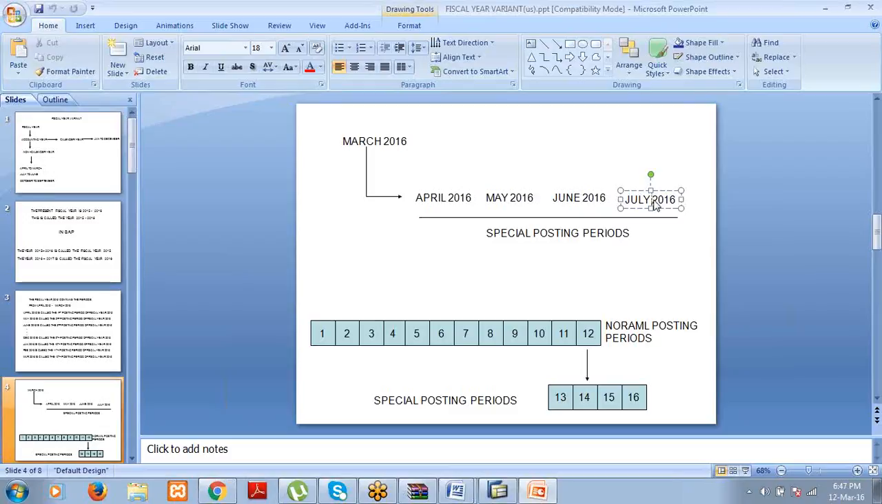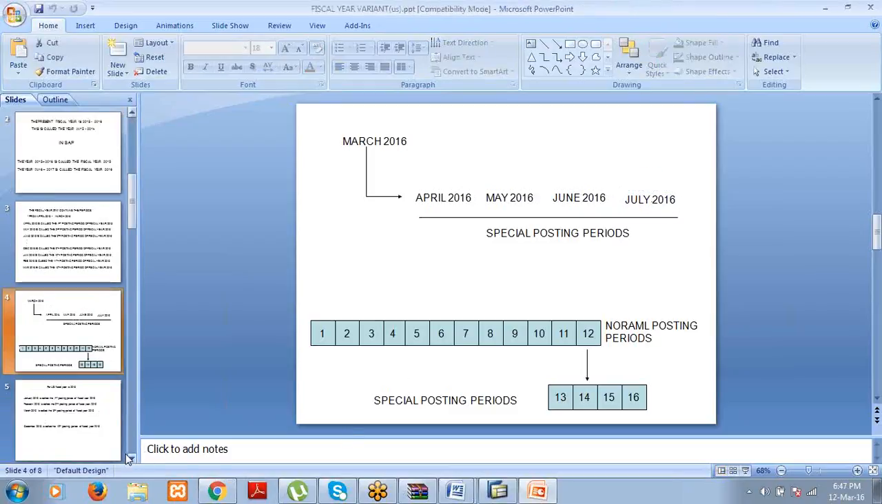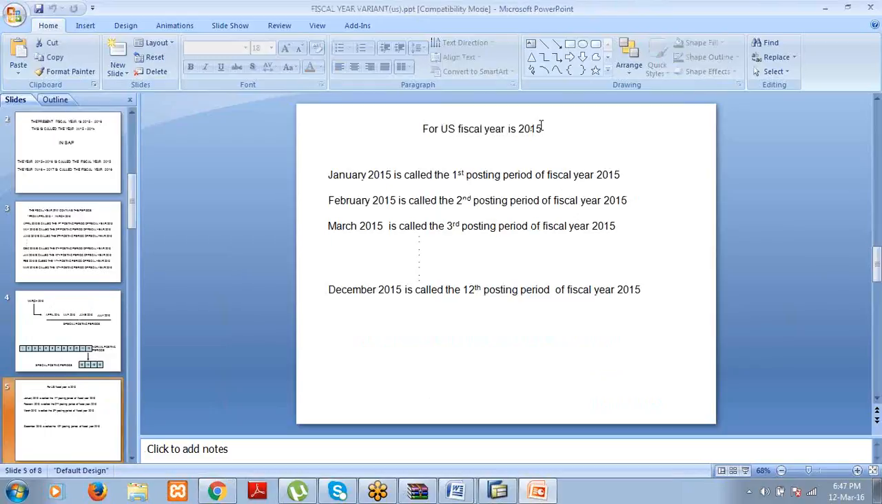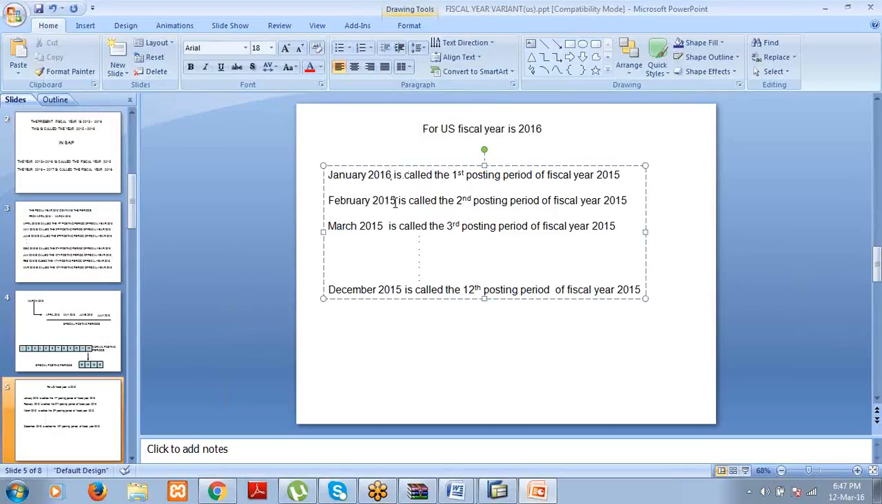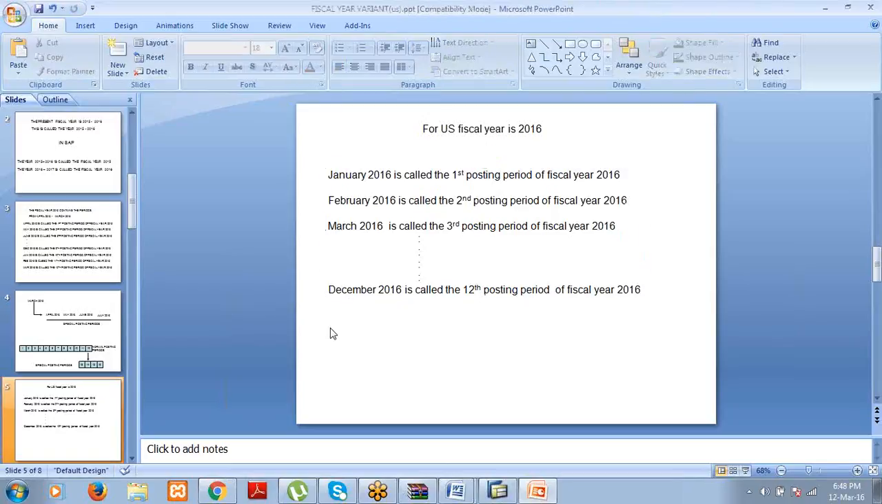Okay, now let us try to understand the concept of fiscal year from the US perspective, right? Let me change this year. We are in 2016. One second, let me change the year in the slide. Okay, so in US, the current fiscal year means current calendar year is 2016.